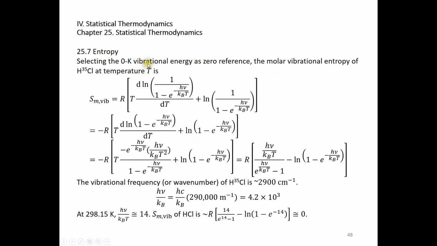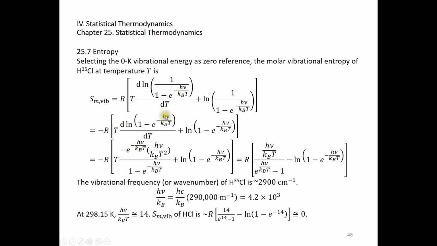What about the vibrational entropy and electronic entropy? First, let's look at the vibrational entropy. Let's use the zero point vibrational energy as a zero reference. The molar vibrational entropy of HCl at temperature T is this. It's really complicated. It's R times T times d ln q over dT plus ln q. And we can evaluate this. We'll put a negative sign here so that we can flip this up.